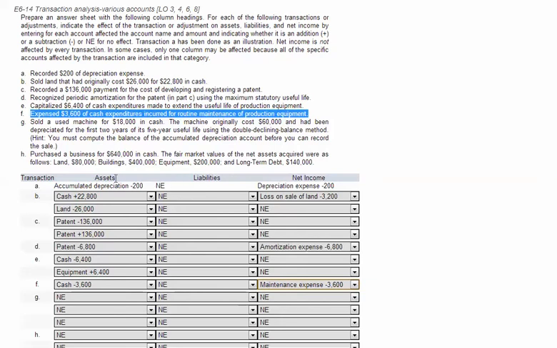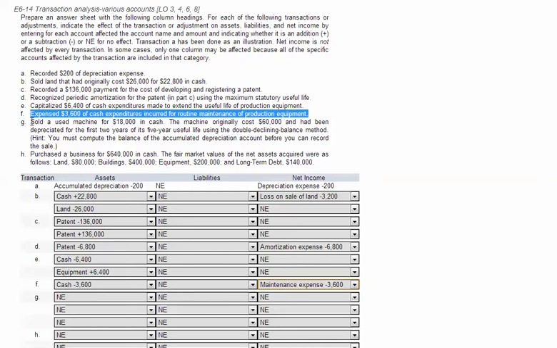Remember the whole goal here, we have to keep this equation in balance. Assets equal liabilities plus net income. So even if you didn't know what to do with maintenance expense, if we have a decrease on the asset side, that means we need a decrease on the opposite side or an increase on the asset side.